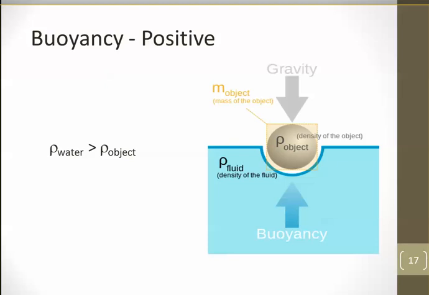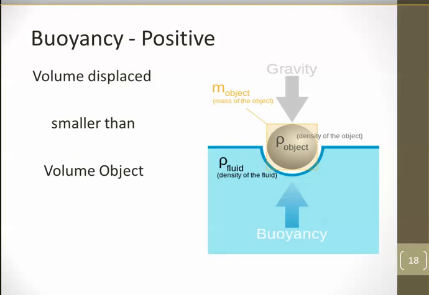Now, if we were to imagine this object completely immersed in the fluid, we would see that the weight of fluid displaced, the weight of the water displaced, would be greater than the weight of the object itself. And so the buoyant force would be greater than the gravitational force, and the object would pop to the surface. You could see that, for instance, if you take an air balloon, go swimming with an air balloon and hold it underwater, it'll simply pop to the surface. The volume displaced is smaller than the volume of the object.